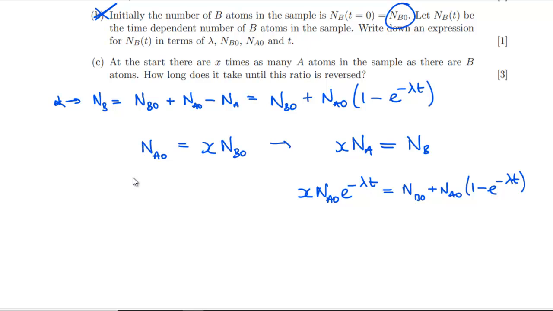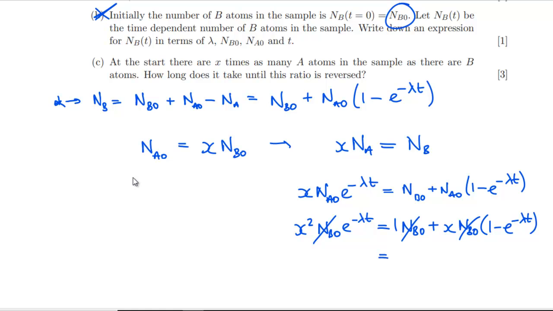So let's replace these two NaOs. That'd be X squared NbO e to the minus lambda t is equal to NbO plus X NbO (1 minus e to the minus lambda t). So we can cancel all these NbOs, so there's a 1. What have we got left? I'm going to have to write this out again. So we've got X squared e to the minus lambda t equals 1 plus X minus X e to the minus lambda t.